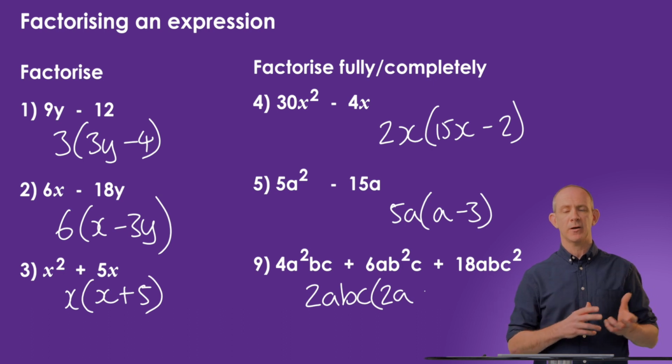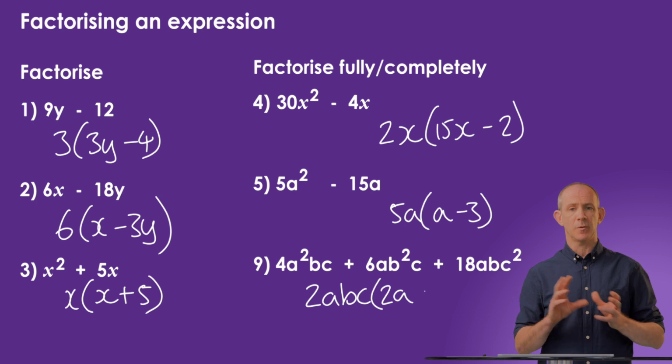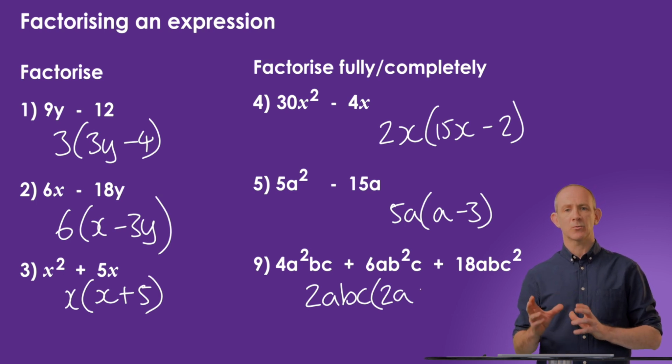What am I going to multiply the number by to get 6? Which would be 3. Let's just double check. It is positive, so it's going to be positive 3. And then what would I times the b by to get b squared? And of course, that would be b. So we'll put 3b here.